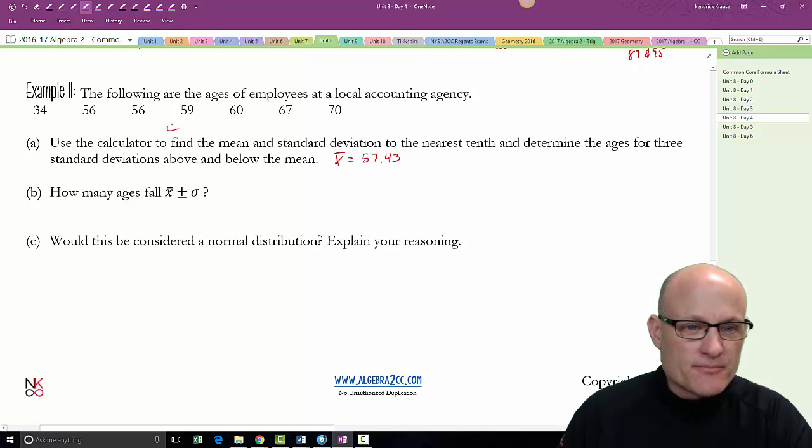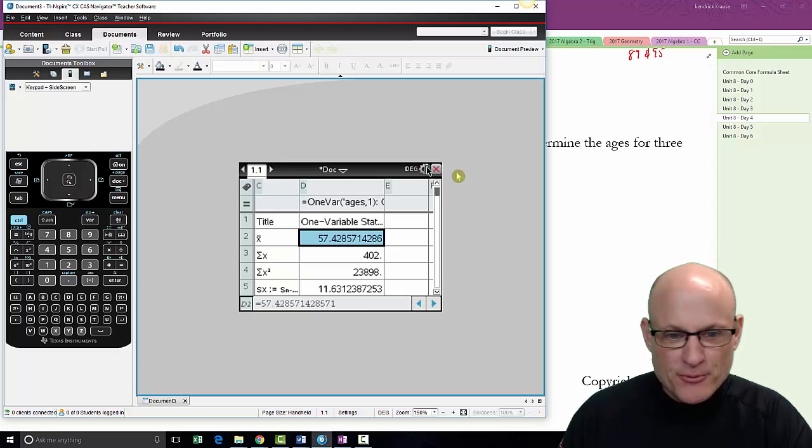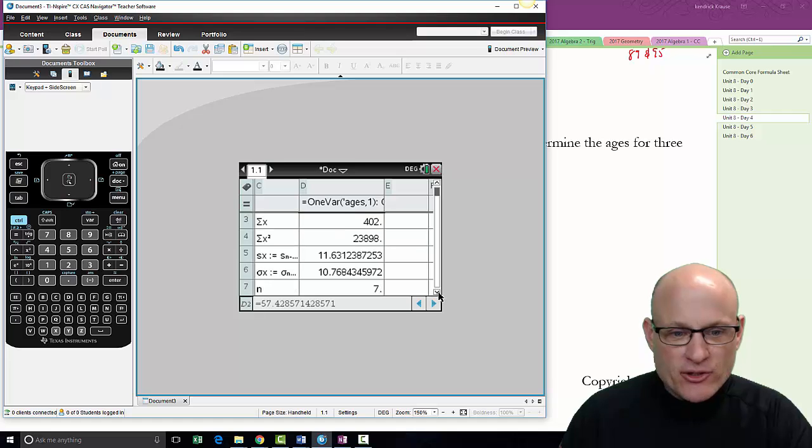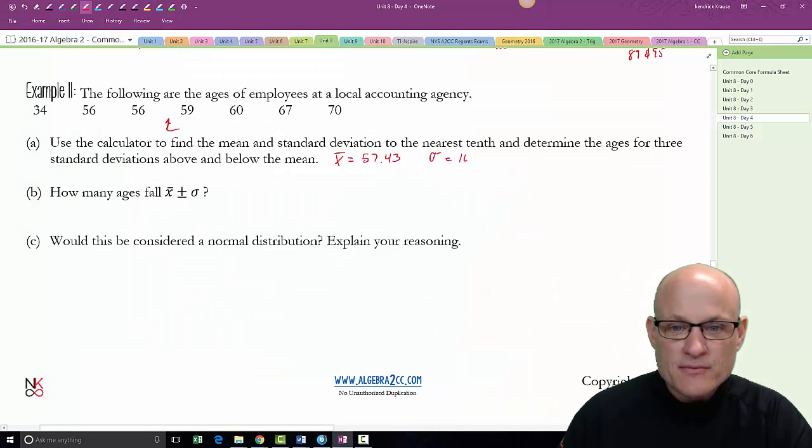And notice that makes sense, somewhere around here, right? 57, somewhere around this area would make sense. And my standard deviation, my population standard deviation, because it didn't say this was a sample, so I've got to go down to my population. You're going to be given both sample and population. Notice they're slightly different. You have to use the right one: 10.77.